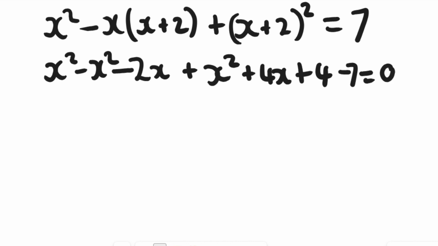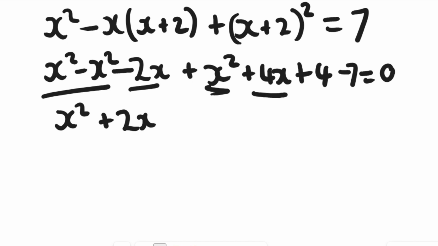Now let's proceed from here, collect like terms. These two go away, disappear. We have that x squared, this one here, and we have minus 2 plus 4x, that is plus 2x. And then from here we have positive 4 minus 7, that will be minus 3. That should give us 0.